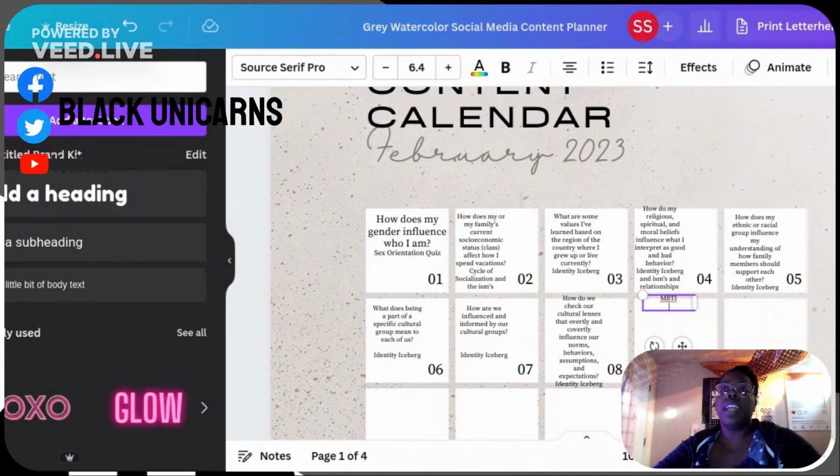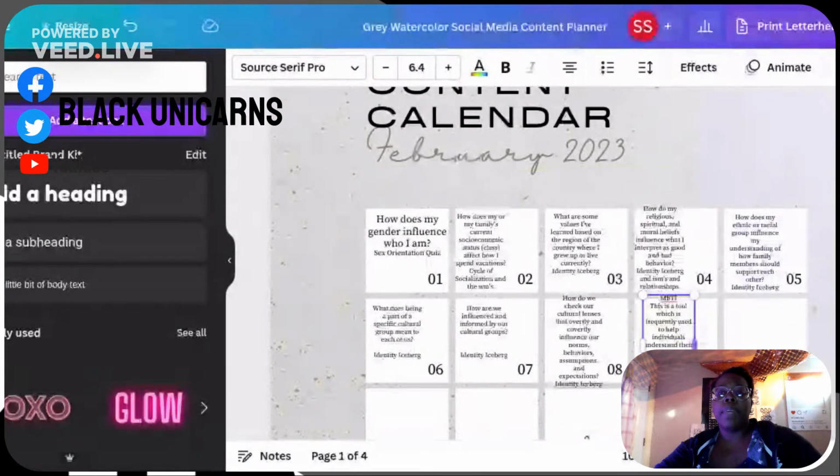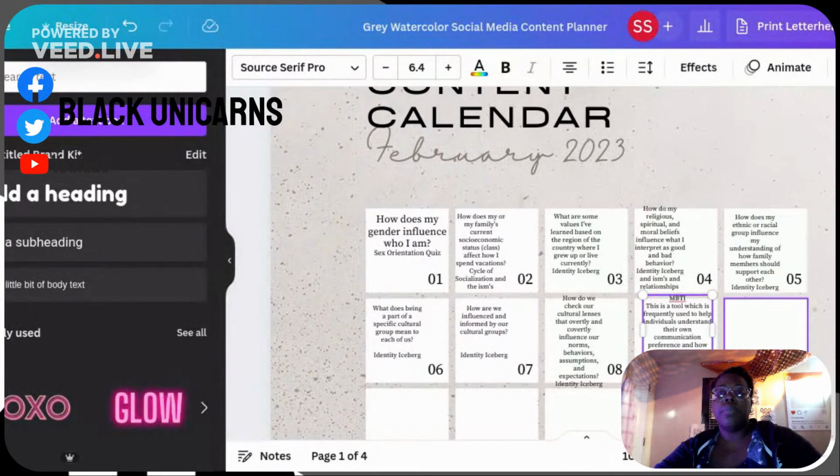So MBTI. Now I look at this and it says this is used to help individuals understand their own communication preferences and how they interact with others. It's the Myers Briggs Type Indicator. Having an awareness of MBTI can help you adapt your interpersonal approach to different situations and audiences. It's basically just knowing yourself. When you read about yourself, you know yourself. And that's it. So now when I look at this, it's like, okay, what type of content can I come up with for this? You see what I'm saying? And basically it's your lifestyle. The Myers Briggs is your lifestyle.